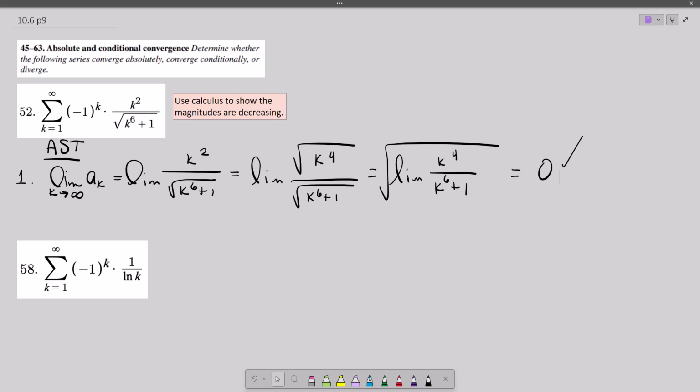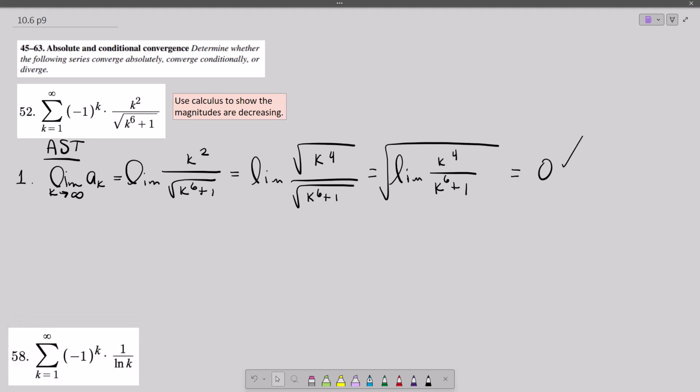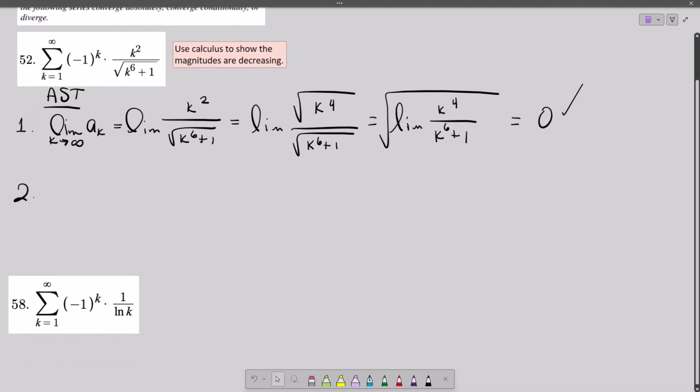That is good. And then second part of the AST, here we want to show that the terms are decreasing. If you use the algebraic approach we've been using, this would be a pain in the neck. You plug in k plus 1 here, and have to raise it to the 6th power. Plug in k plus 1 there, you have to square it. Total pain.